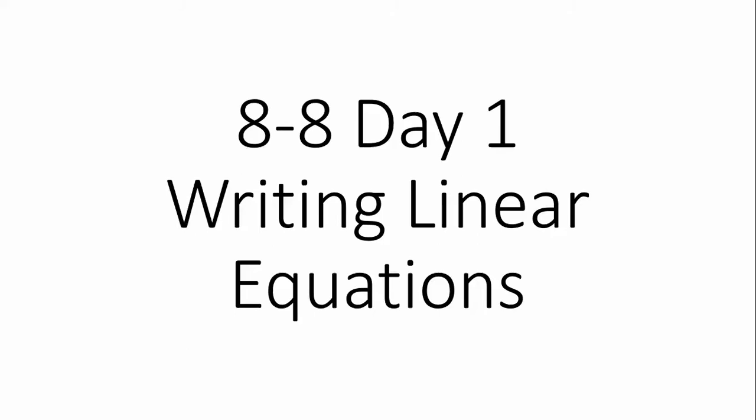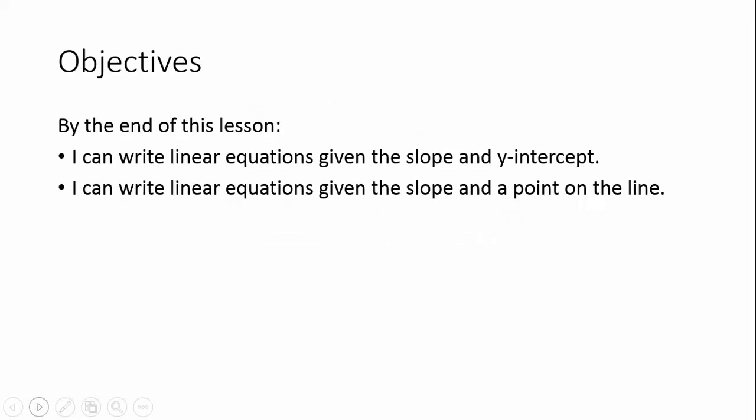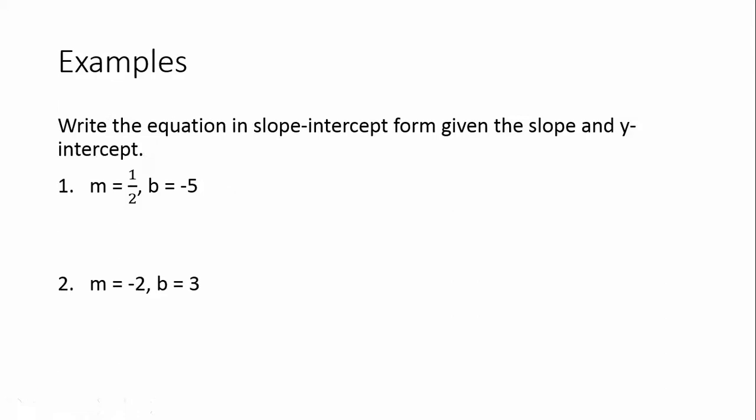Section 8.8 is the last section we're covering in Chapter 8, and we're also going to split it into a couple of days. This section is titled Writing Linear Equations. So for our objectives, we want to be able to write linear equations given the slope and the y-intercept, and we also want to be able to write linear equations given the slope and a point on the line. So let's first look at a couple of examples.